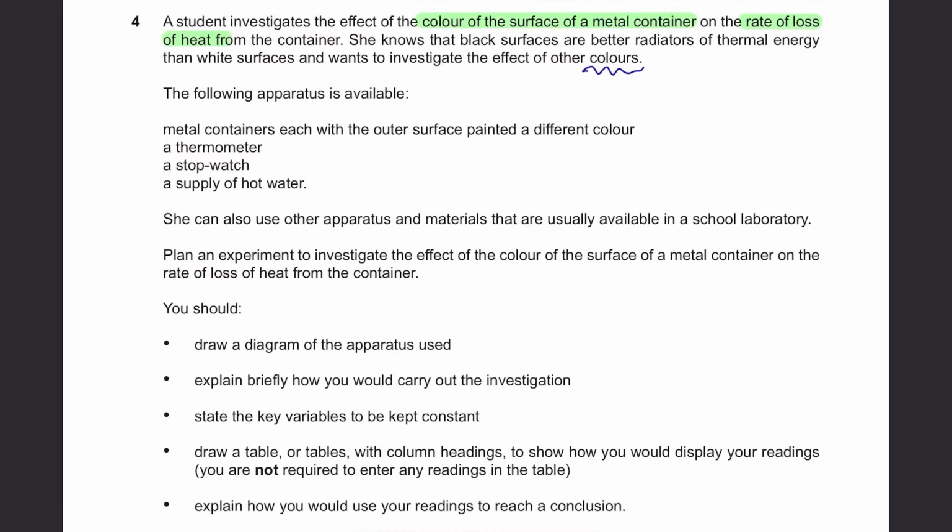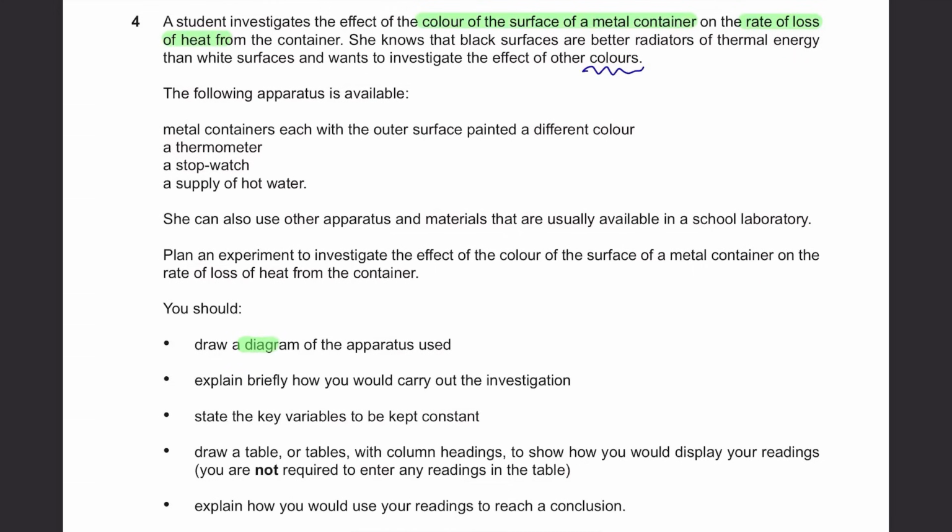The following apparatus is available: metal containers each with the outer surface painted a different color, a thermometer, a stopwatch, a supply of hot water. She can also use other apparatus and materials that are usually available in a school laboratory. Plan an experiment to investigate the effect of the color of the surface of a metal container on the rate of loss of heat from the container.